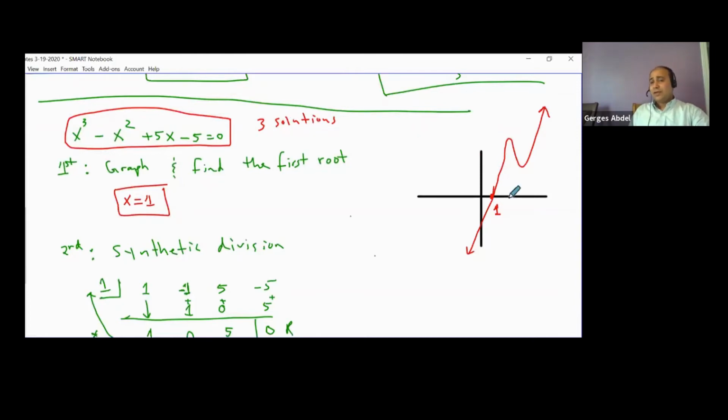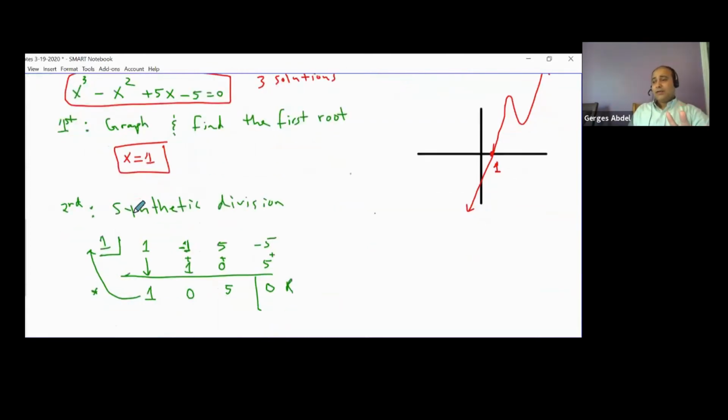When you graph it, let me tell you from now, on the test you're going to have only one x-intercept, something similar to this. You graph it, you get this point, the x-intercept, and that will be your first solution, which means we're missing 2 other solutions. For your second and third solutions, you're going to have to use synthetic division.